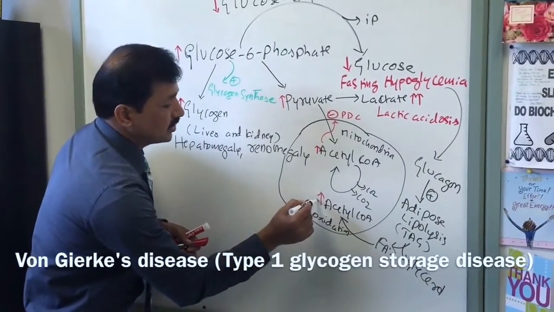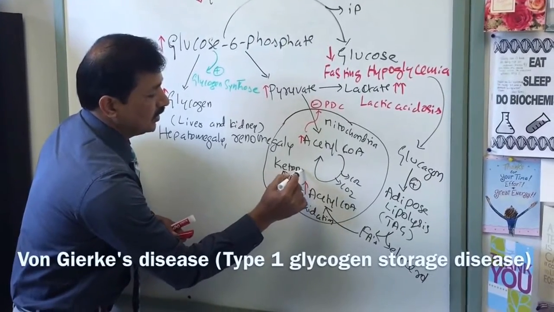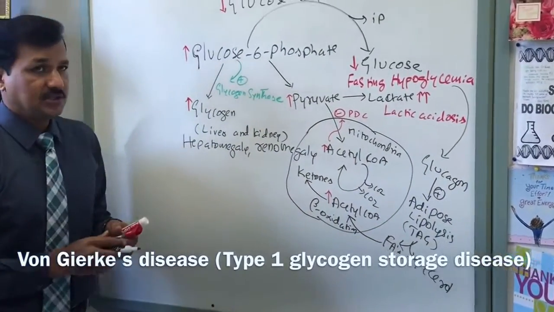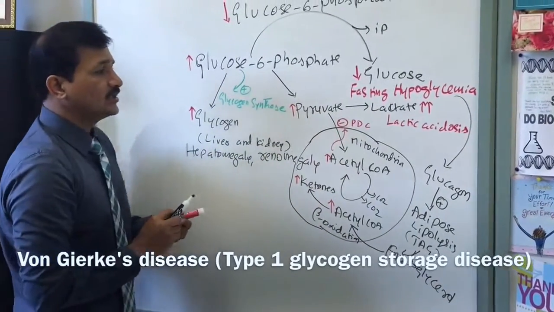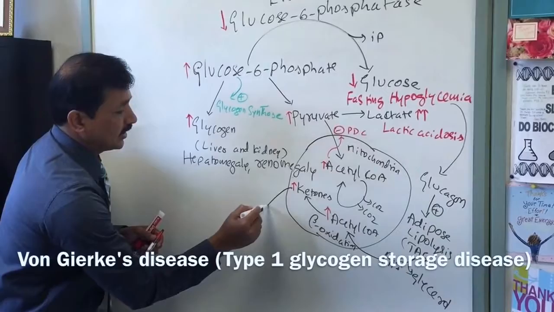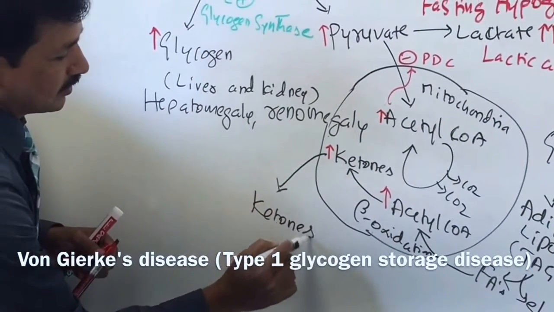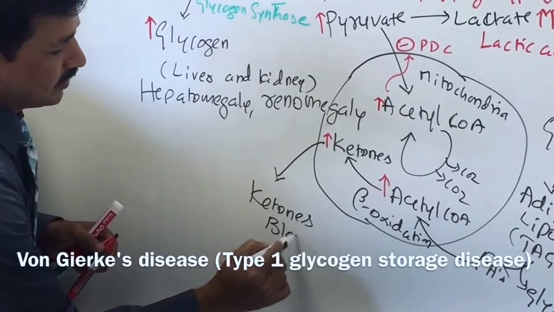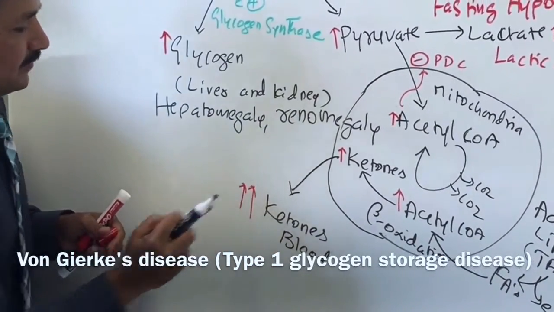We don't want to waste this acetyl-CoA. So acetyl-CoAs within the mitochondria are converted to ketones by ketone body synthesis. So ketones will increase accordingly, and these ketones will appear in the blood now. So ketone bodies will increase in the blood.